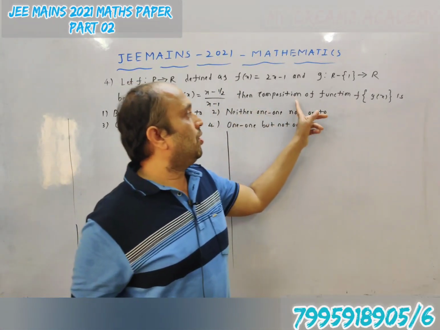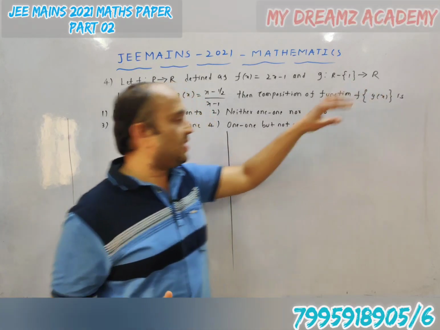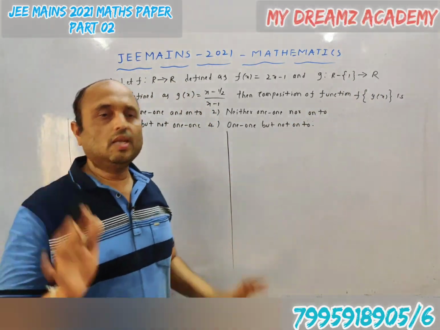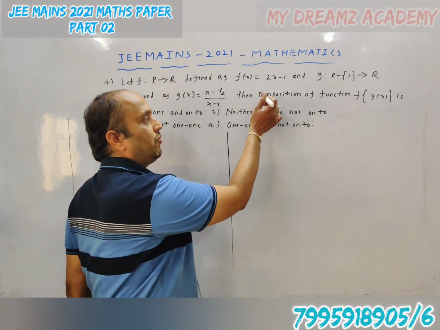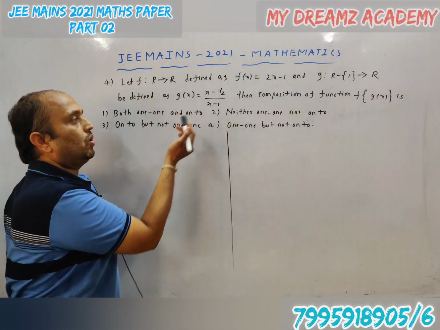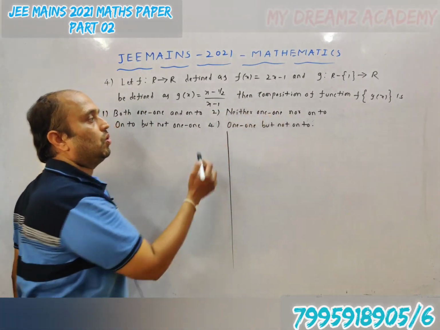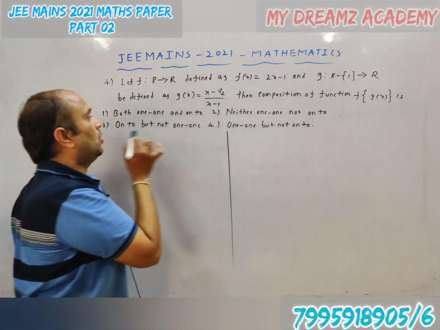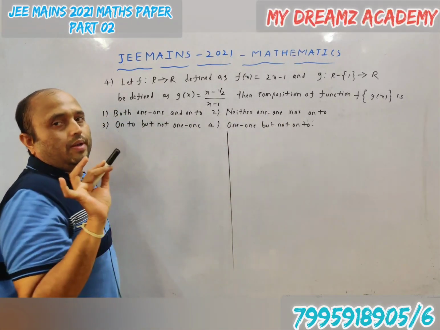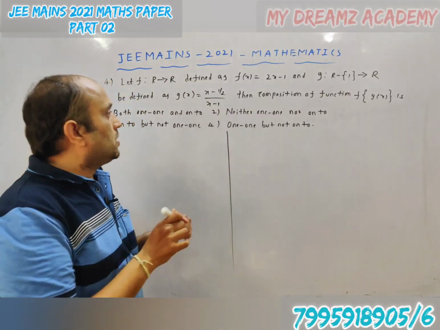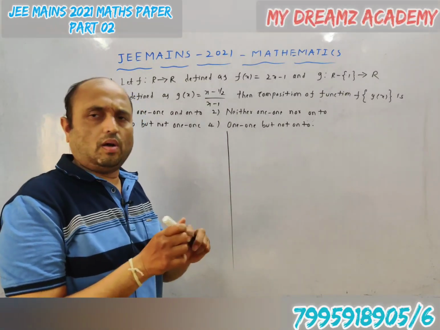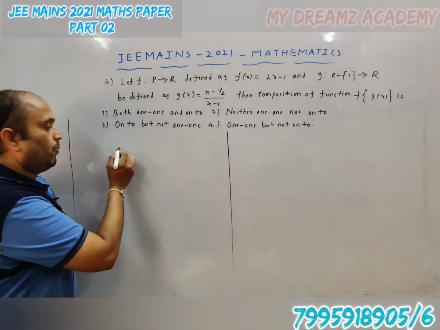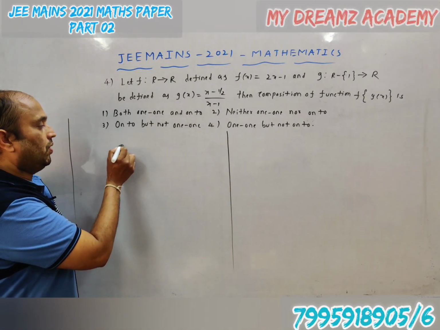Then the composition of functions f of g of x, here we want to check whether the composite function is 1-1 or onto, or neither 1-1 nor onto, 1-1 but not onto, or onto but not 1-1. I want to briefly and simply explain 1-1 and onto. Suppose two functions are given here.